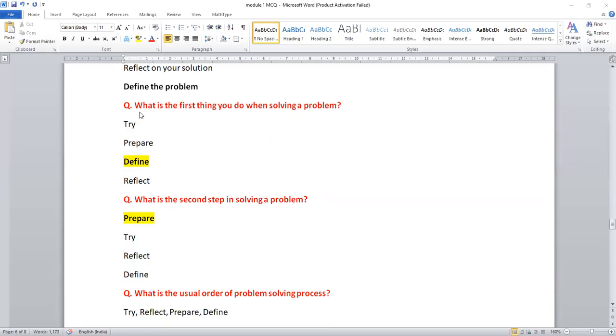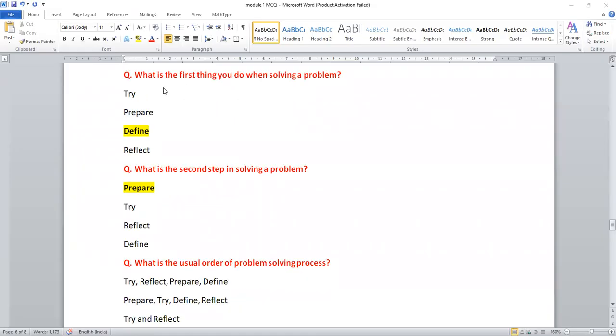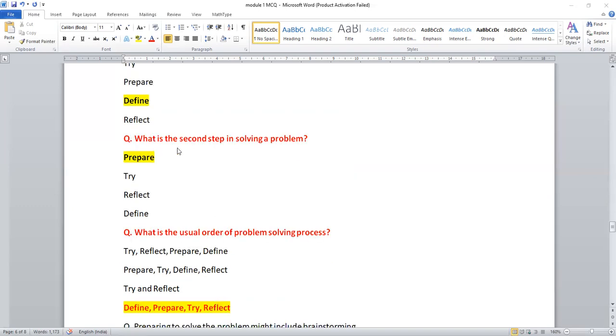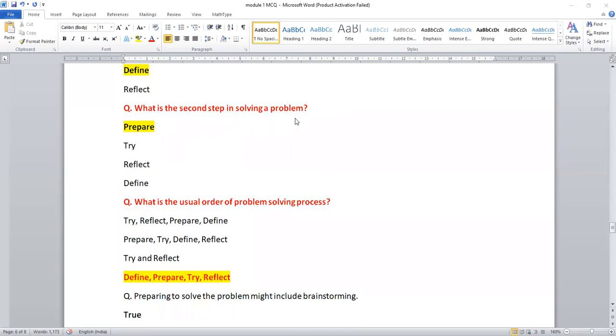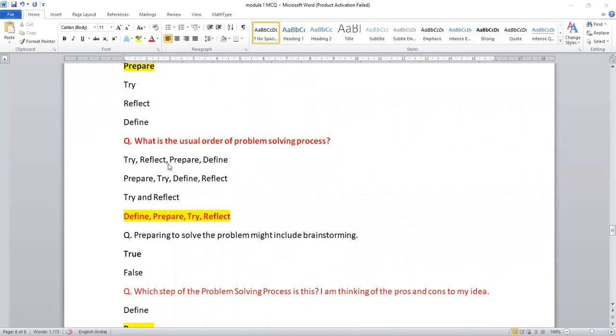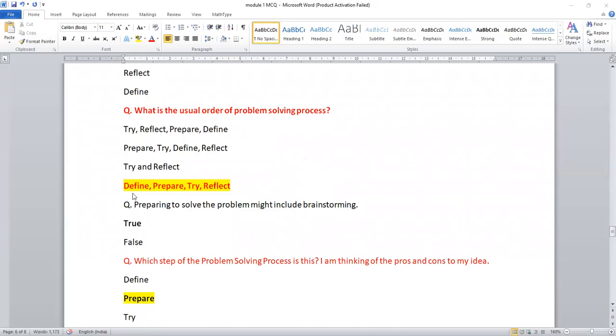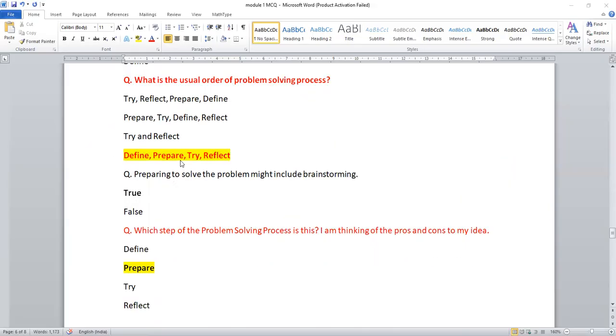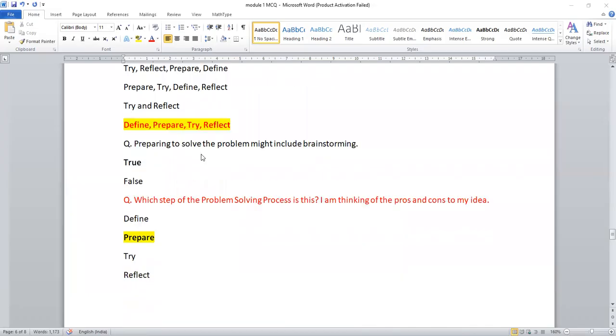Another question: what is the first thing you do when solving a problem? Definitely define the problem. In research, we'll be going for problem definition. Okay, it's the first step. What is the second step of solving the problem? Preparation, obviously. What is the usual order of the problem solving process? Definition, preparation, try, and finally reflect. Fine. These are the sequence of the problem solving process.